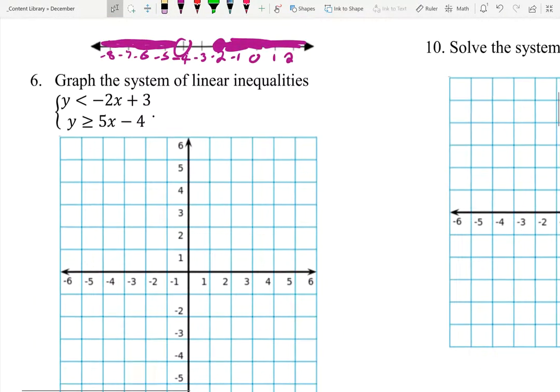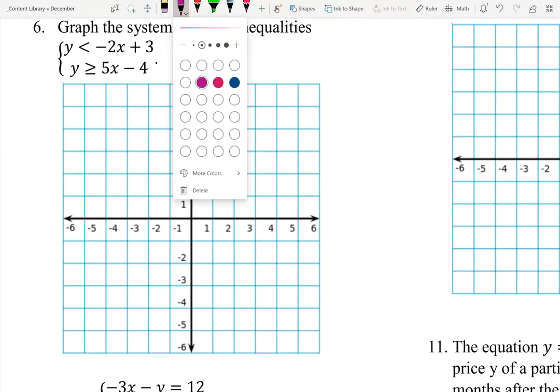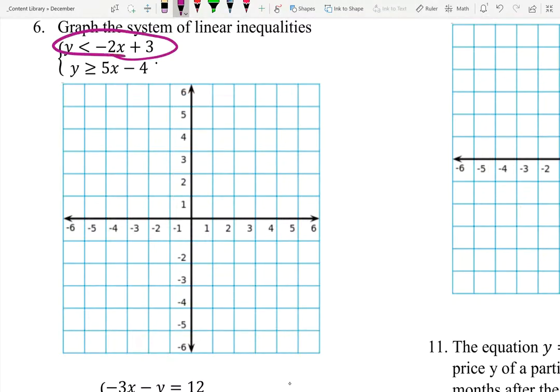Graph the system of linear inequalities. So this one is a matter of making sure you know your slope-intercept form. So this first graph, it has a y-intercept at 3. So we're going to put our dot there on the y-axis at 3. And it's got a slope of negative 2, meaning negative 2 over 1. So down 2 and right 1. So down 2, right 1, puts us right here. And so we'll look for a line with this slope, down 2, right 1.